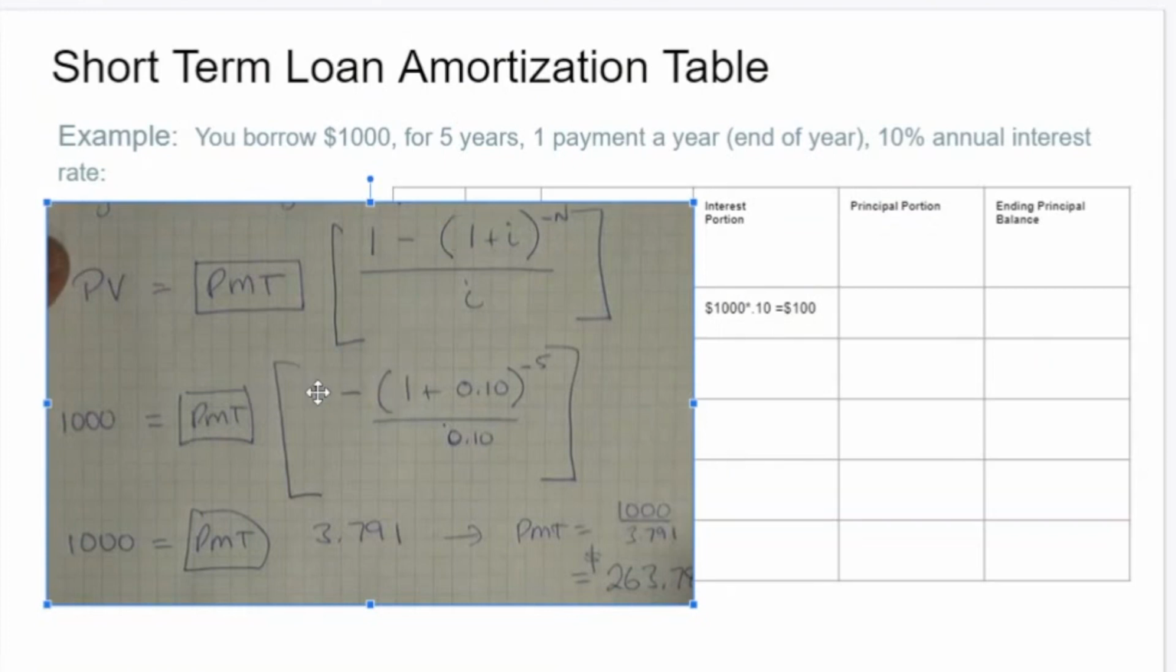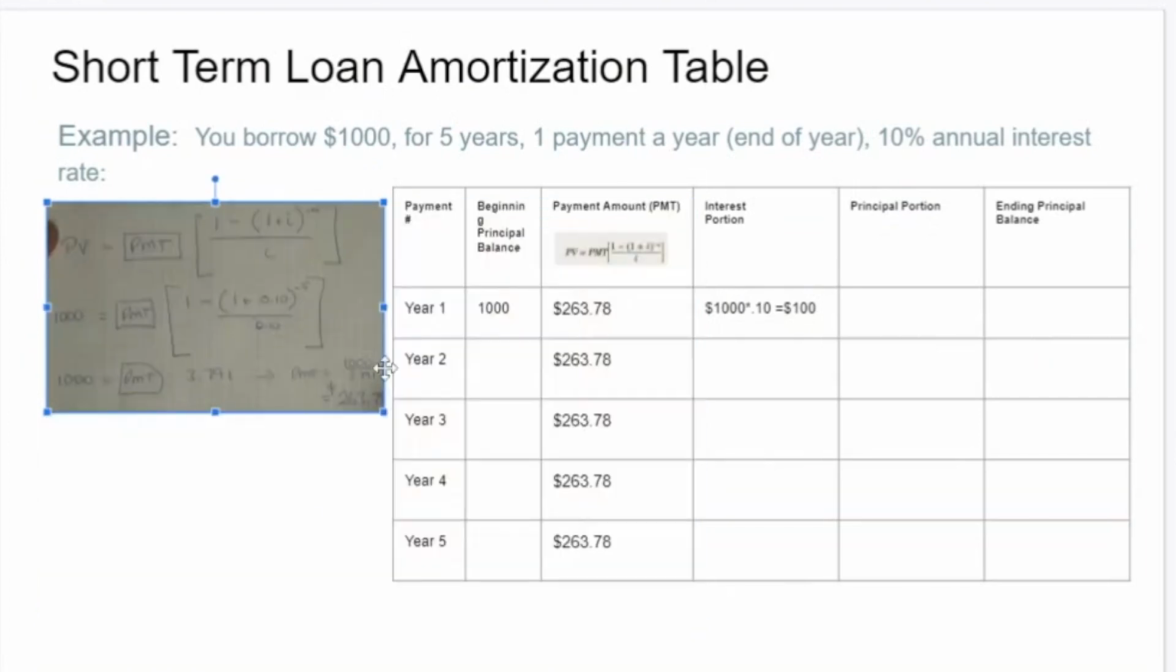So we just put that basic information into this formula. When we do that, we'll get 1,000 equals PMT times 3.791. We take 1,000 divided by 3.791, and we will get a payment of $263.79, 80 cents, let's say. Let's just round it off. Okay, so there's $263.80. So I'll just slim that back down there.